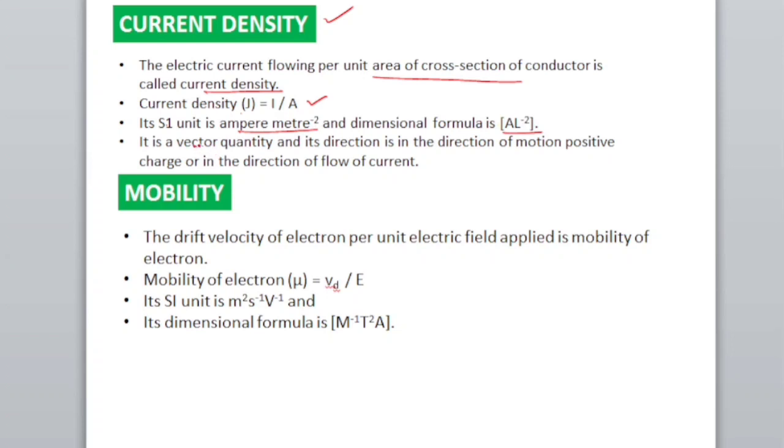This current density is a vector quantity, and its direction is in the direction of motion of positive charge or in the direction of flow of current. So to show the direction of current, this current density is used. It is a vector quantity.